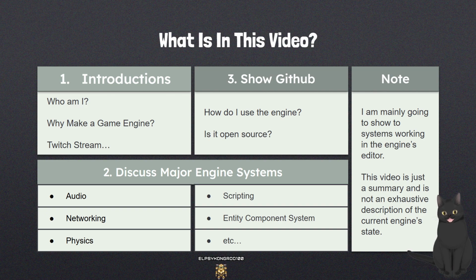The next thing is I will discuss all the major engine systems. This includes audio, networking, physics, scripting, ECS, particles. Did I talk about the event system? I don't think I did, but there are a few other ones, like the asset system. And again, to reiterate, I'm not going to go into exhaustive detail about each section of the engine. I'm just going to do a quick overview and describe it and where it's currently at.